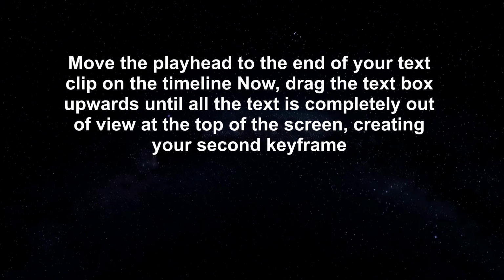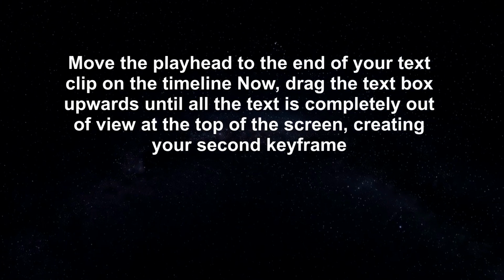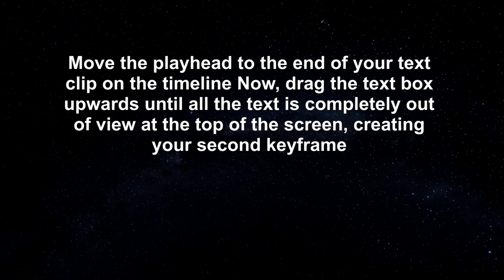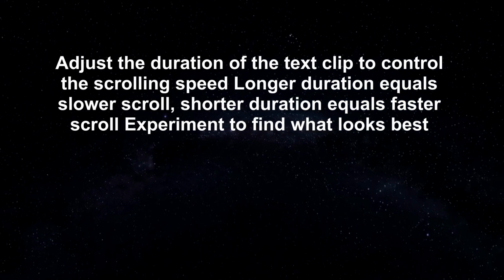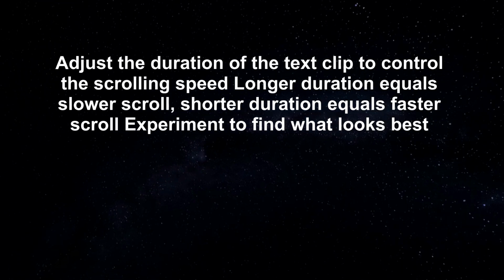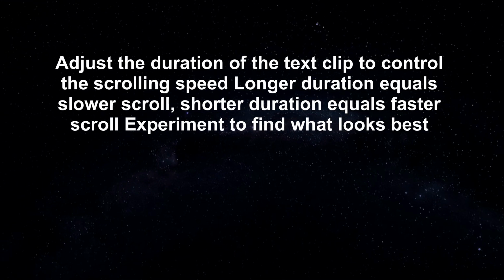Now, drag the text box upwards until all the text is completely out of view at the top of the screen, creating your second keyframe. Adjust the duration of the text clip to control the scrolling speed. Longer duration equals slower scroll, shorter duration equals faster scroll. Experiment to find what looks best.